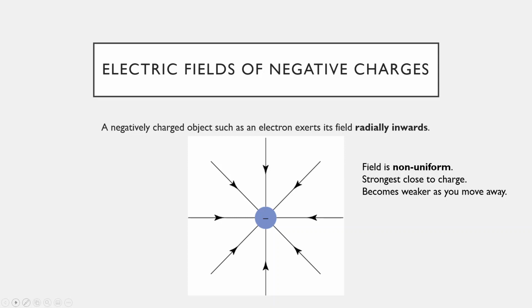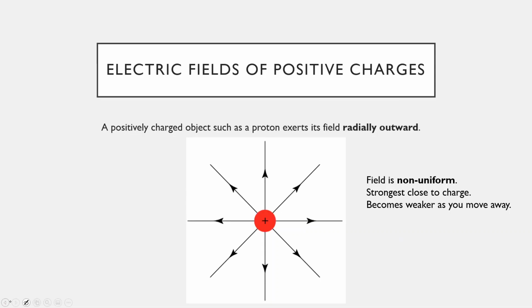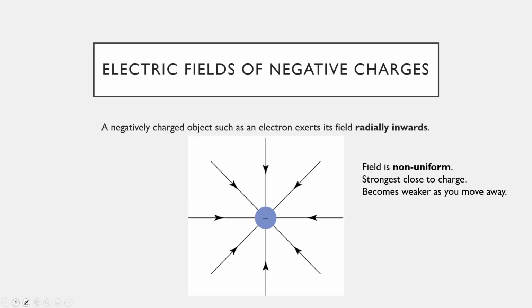But basically between the positive and negative charges, they look exactly the same, except for the direction of the field lines. So that's pretty easy to remember. You just got to remember which one does what: away from positive, towards negative.